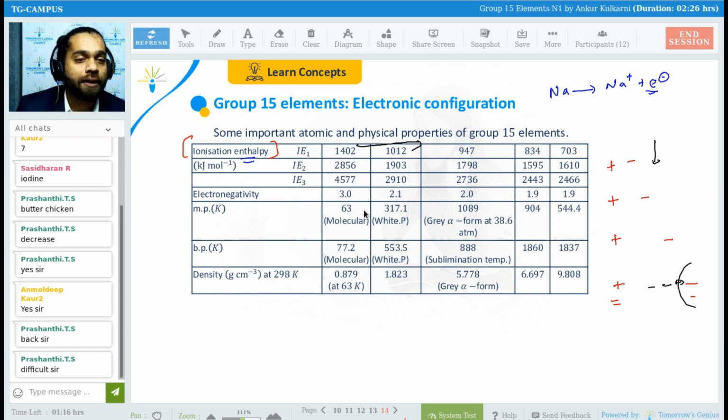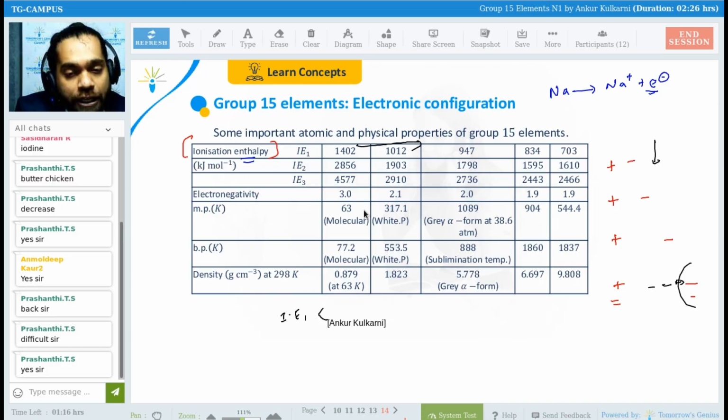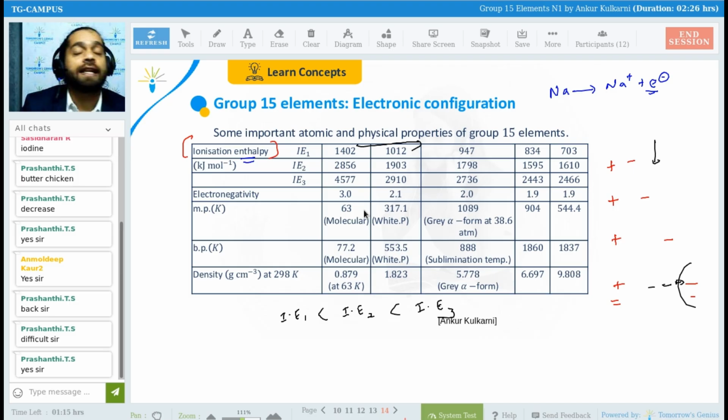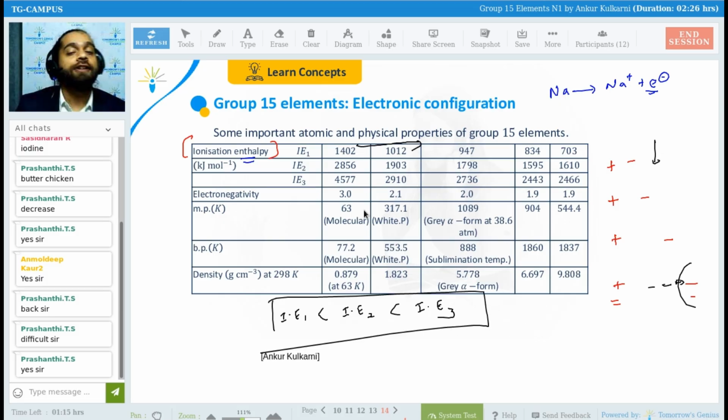Yes. So one thing always remember, ionization enthalpy 1 will always and always be less than ionization enthalpy 2, and that will always and always be less than ionization enthalpy 3. Ionization enthalpy 2 means what? You are removing 2 electrons. Ionization enthalpy 3 means what? You are removing 3 electrons. So no matter what, this will always be followed. Is it clear, everyone? Yes?